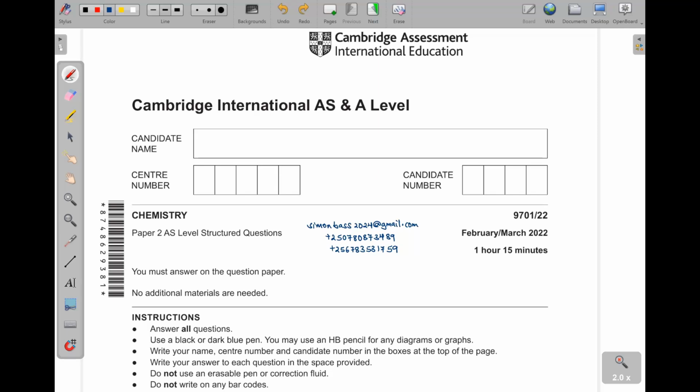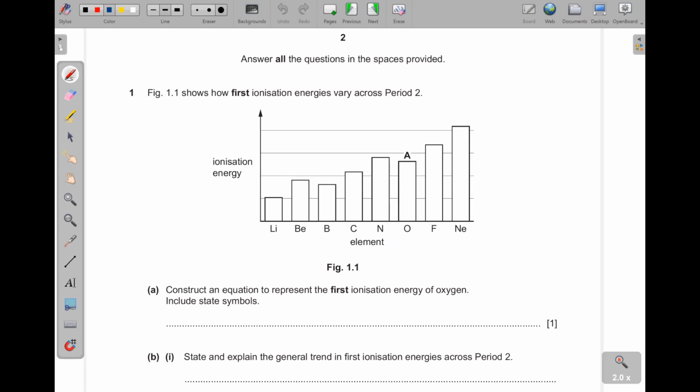This is Teacher Simon taking you through Cambridge International AS and A-Level Chemistry Paper 2-2 for Feb March 2022. Question 1 is coming from periodicity. Figure 1.1 shows how first ionization energies vary across period 2. And we are seeing they are increasing.